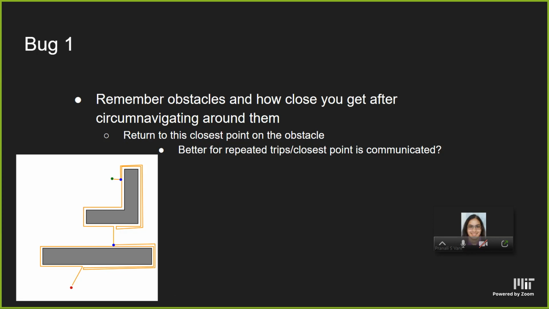Going all the way around the obstacle might seem a bit excessive, and in some cases it might be. But if you're going repeatedly back and forth, for example, between a wall and a corner, it might be worth it to spend a few turns for the first trip, finding the optimal path, so that in future trips you're taking the most efficient path. Or if one robot finds the most efficient path, they could try communicating this closest point so that other robots can use it for their paths.